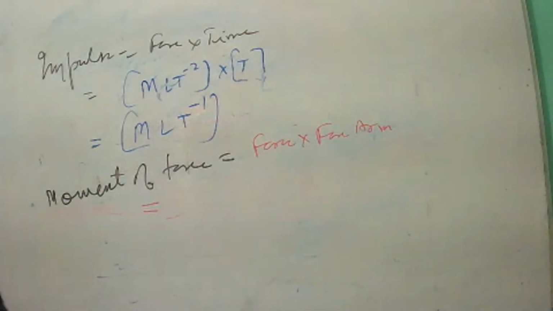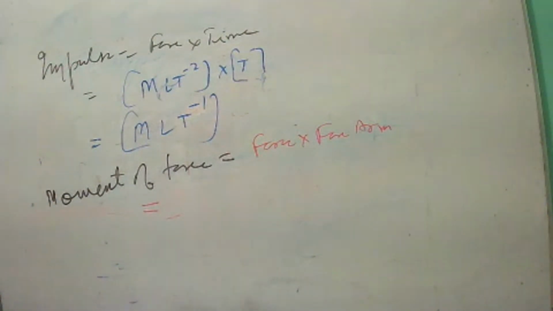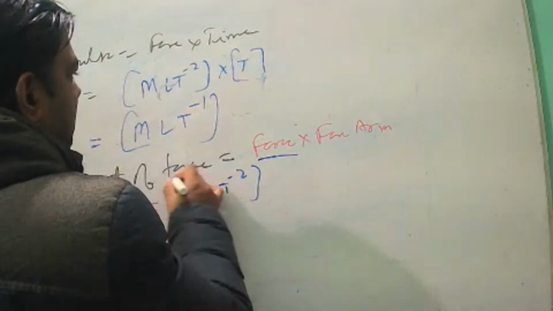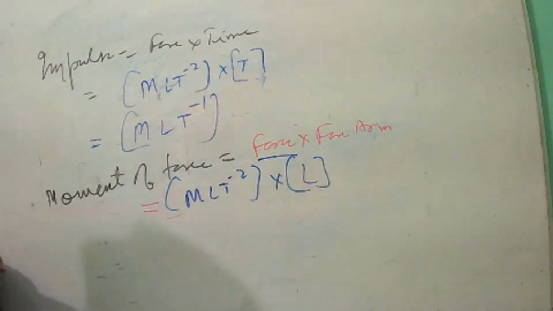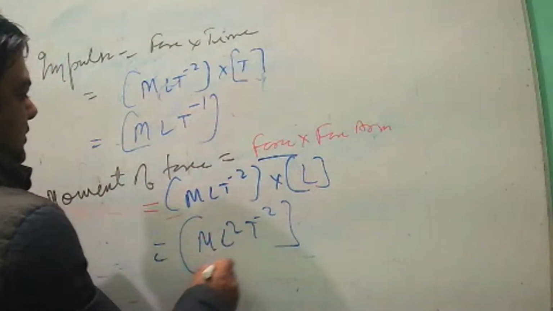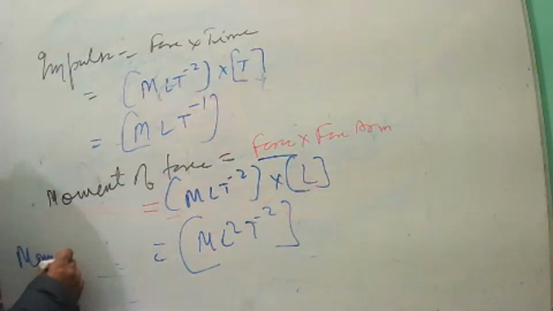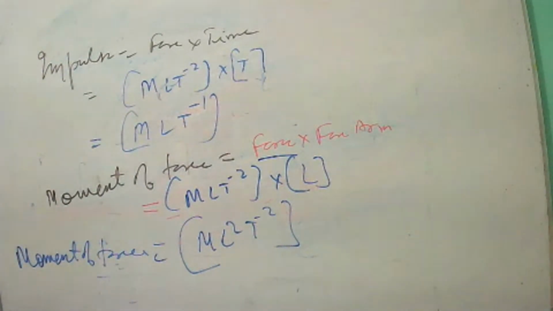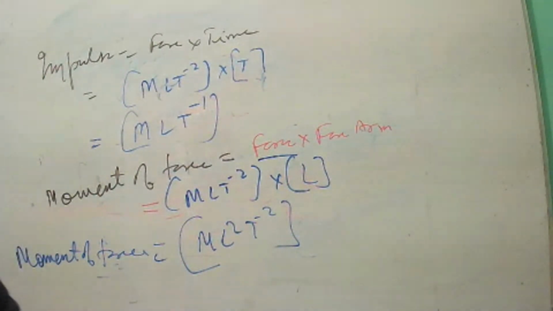When you do force into force arm, what do you get? For force we write M, L, T minus 2. For force arm what do you write? L. So combine together, you will get M, L squared, T minus 2. This is your moment of force. Right? After moment of force, you have stress.